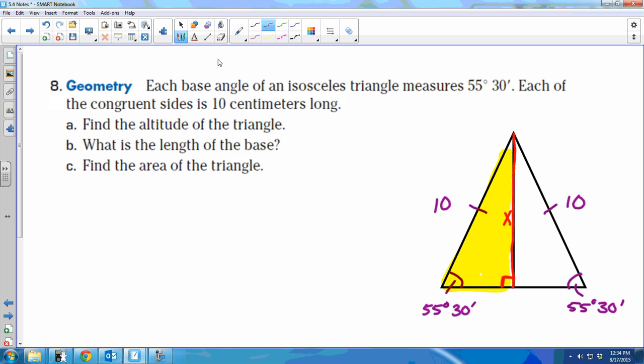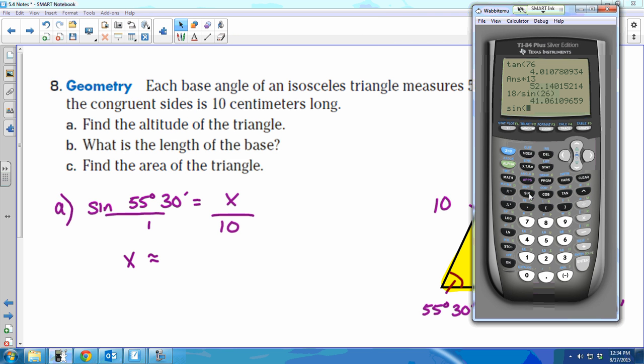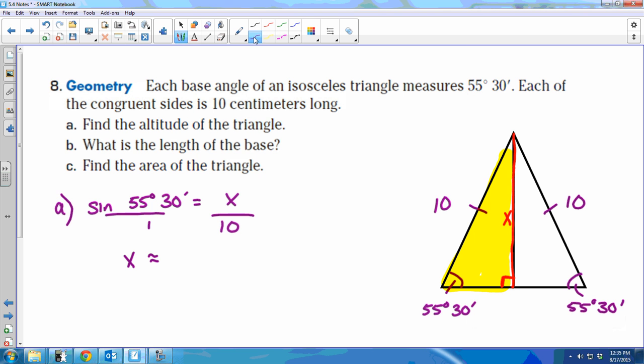So if I'm going to find the altitude, which trig function would I use? Using that base angle. Sine. So sine of 55 degrees and 30 minutes equals x over 10. So I'm going to multiply by 10. So again, you can just type this into your calculator. Just go to that angle menu and make sure you type in the correct symbols. And so then times 10, that's 8.24 in centimeters.